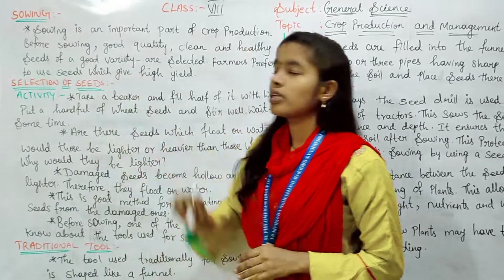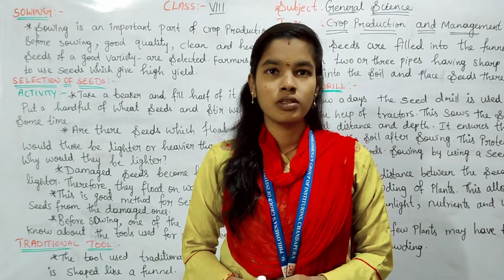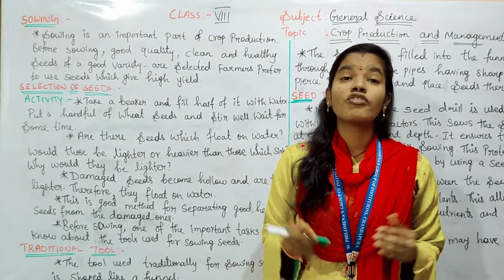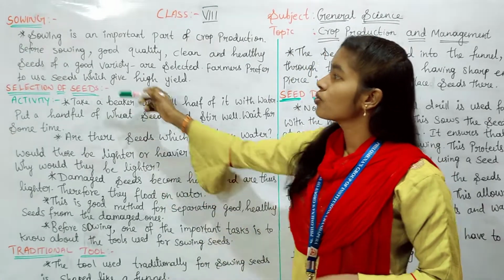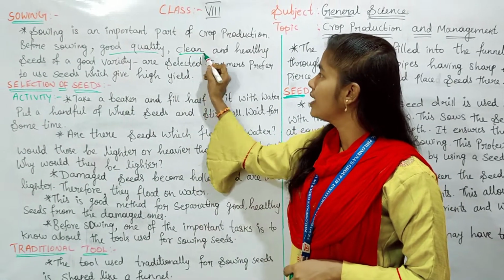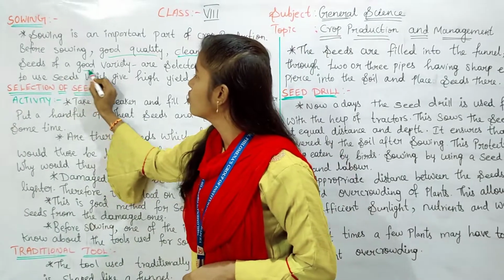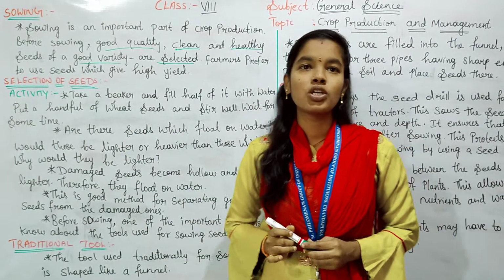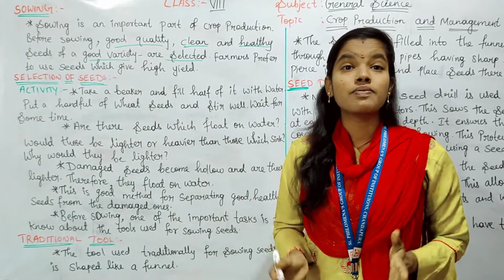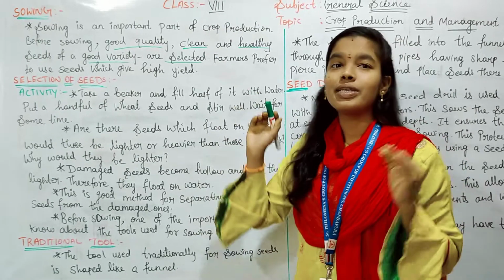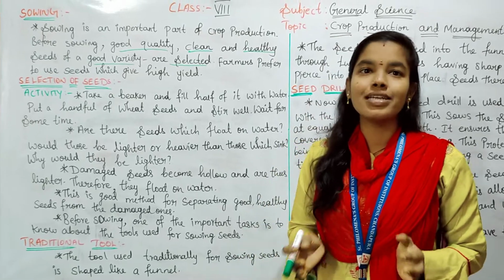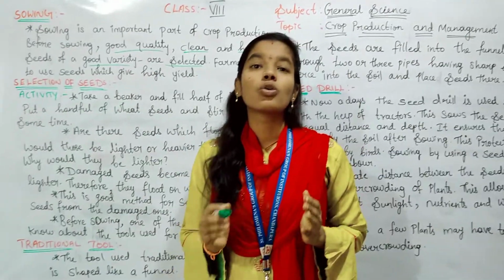Before sowing, what must we do? What must we consider? Before sowing, we have to select good quality, clean and healthy seeds of a good variety. We have to check that the seed is good in quality, clean and healthy, so that we select seeds for a good, high yield.